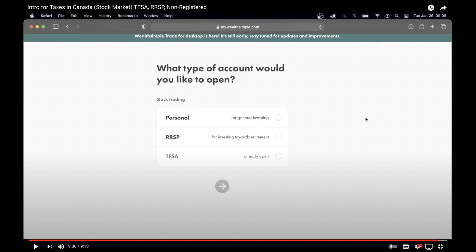TFSAs. So if you guys haven't checked it out, Renan made a video on intro to taxes in Canada and the stock market, which did talk about the three types of accounts that we can find here. For example, in our Wealthsimple platform, that is the personal, RSP, and TFSA accounts. All of them come with their individual guidelines, especially when it comes to taxes. The RRSP and the TFSA ones are tax shelter accounts, as we were explaining in that video. The one that we're going to be focusing on today is the TFSA account, which stands for tax-free savings account.